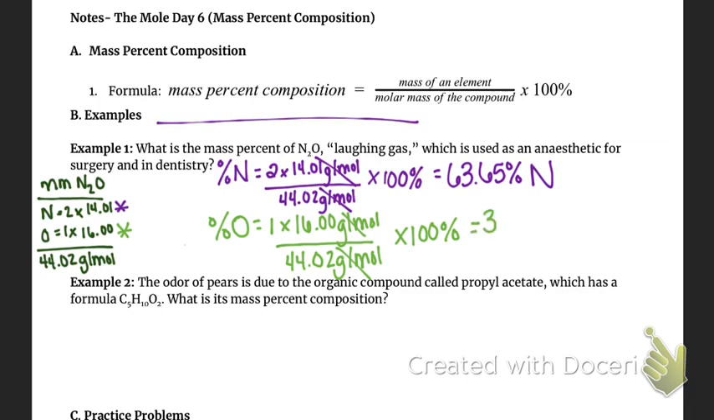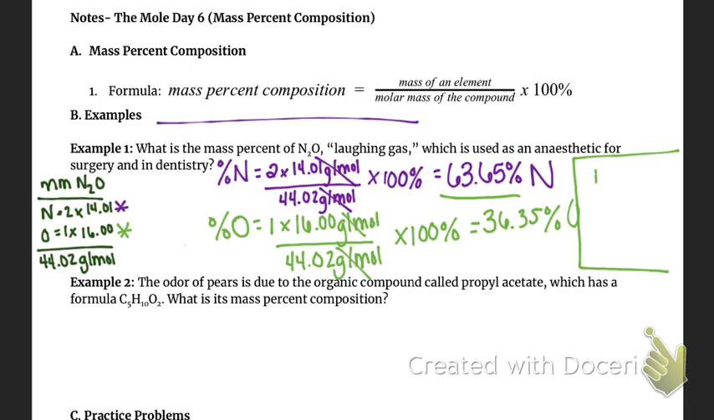And you get an answer of 36.35% oxygen. Okay? There is a separate way that you can solve this. Think about a percentage. What do all percentages add up to? They all add up to 100. So we knew 63.65% of the compound is nitrogen, and they have to add up to 100.